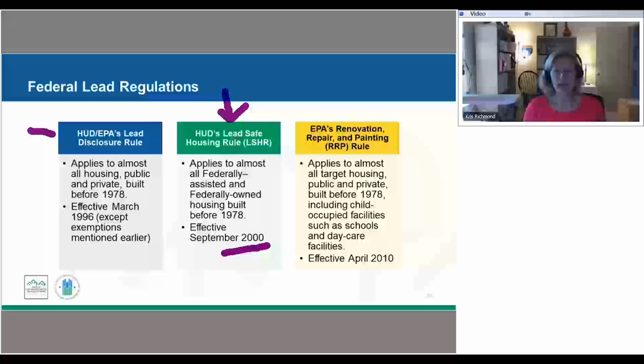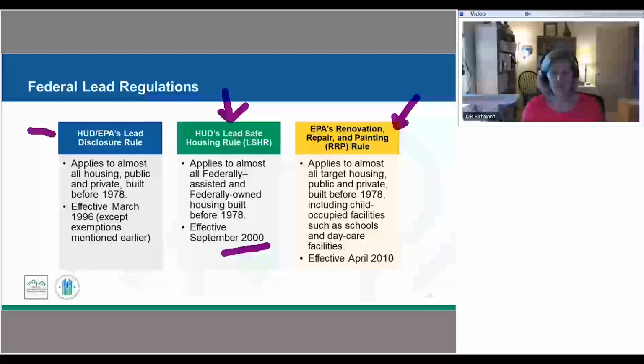And then we have EPA's RRP rule. This is EPA, again, and it applies to target housing. I remember last time we had a slide that said target housing is any housing built before 1978. But RRP also extends, in addition to housing, to child-occupied facilities such as daycares and schools. This is for any renovation, repair, or painting project done by a contractor that disturbs paint in pre-78 homes.